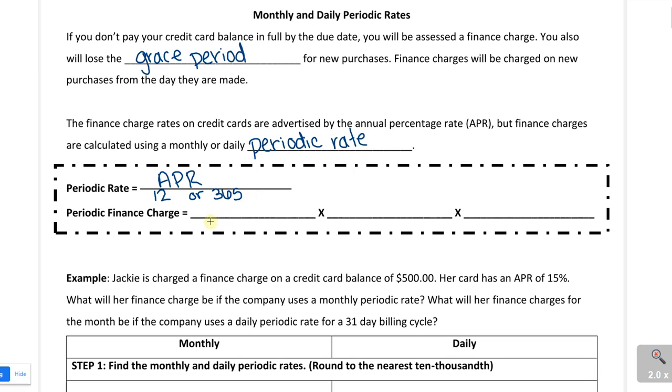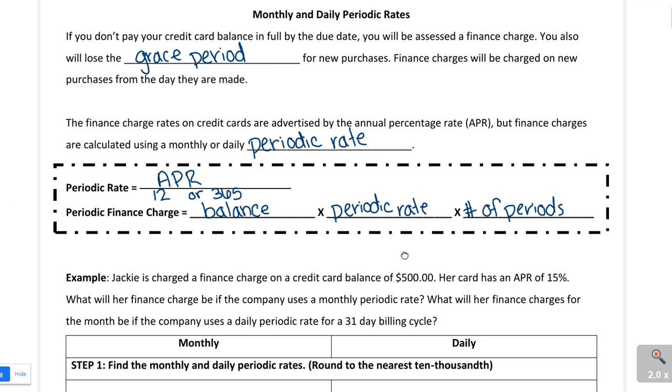Then to find the actual periodic finance charge, the fee you're going to owe, you can take the balance and multiply it by the periodic rate that you just found, multiplied by the number of periods that are calculated. So we are going to use these formulas for the examples below.